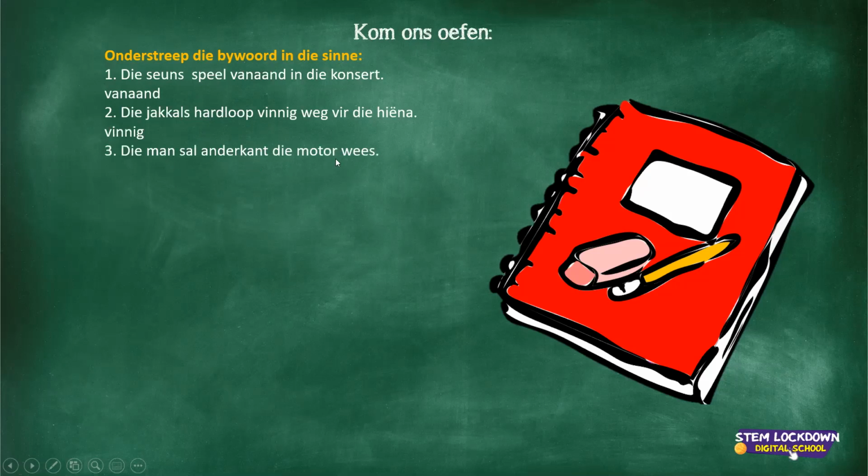Die man sal anderkant die motor wees. Sal would be my werkwoord. So either man or anderkant would be the byword. What would that be? It would be anderkant, thank you, Max, and that would be a byword of plek. So it will tell me where something is.